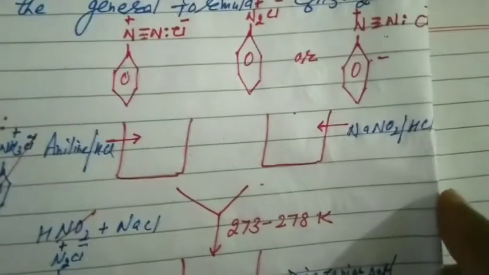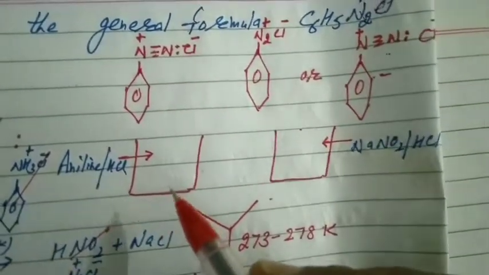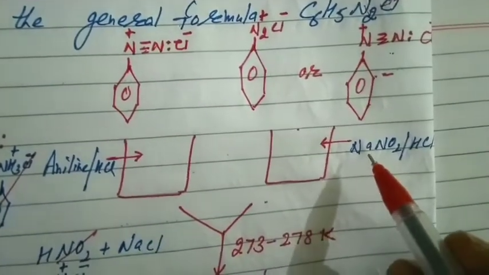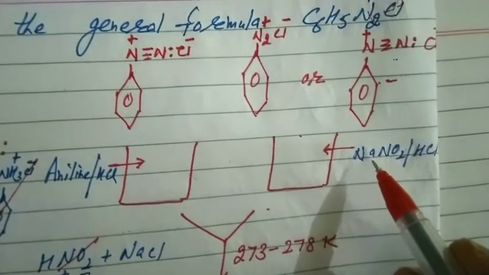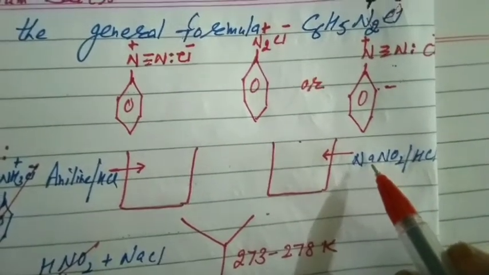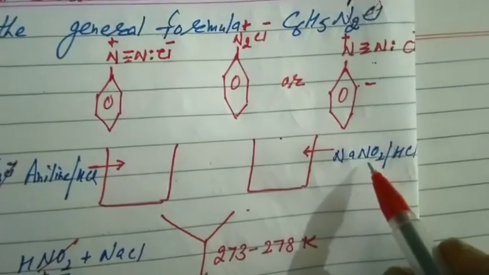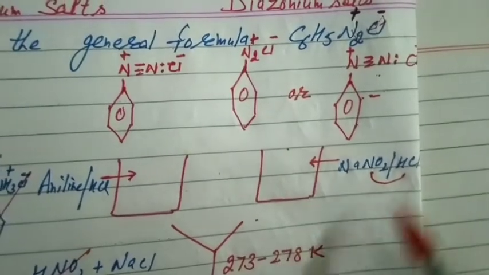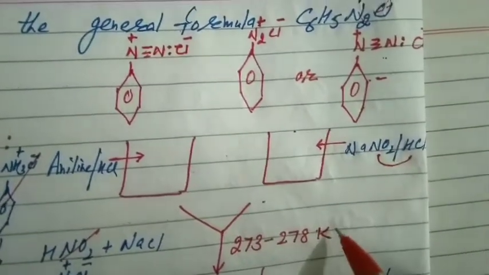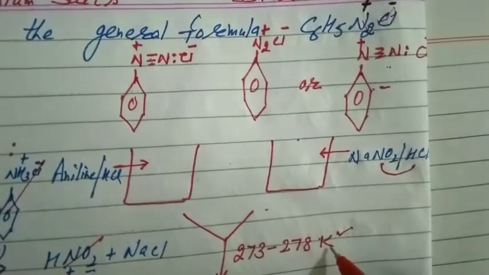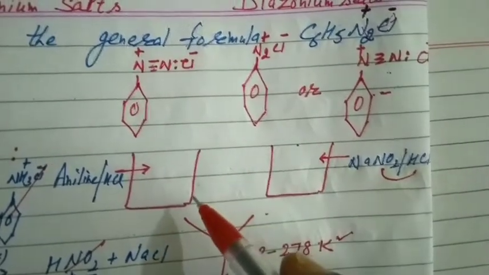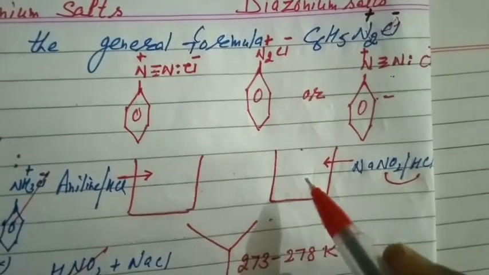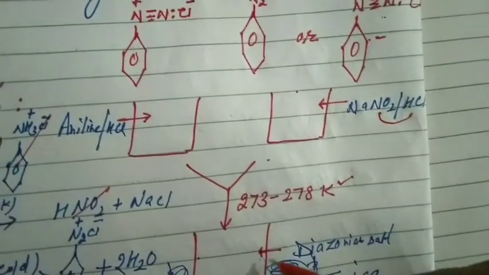Preparation of diazonium salts. Students, diazonium salts are prepared by treating an ice cold solution of aniline in hydrochloric acid with an ice cold solution of nitrous acid. You already know nitrous acid is obtained by treating metal nitrite NaNO2 with HCl. When we undergo this reaction, what do we get? Nitrous acid HNO2 plus NaCl. Under ice cold conditions, that is 273 to 278 Kelvin temperature, when we mix aniline in hydrochloric acid with nitrous acid, we get diazonium salt as the product.